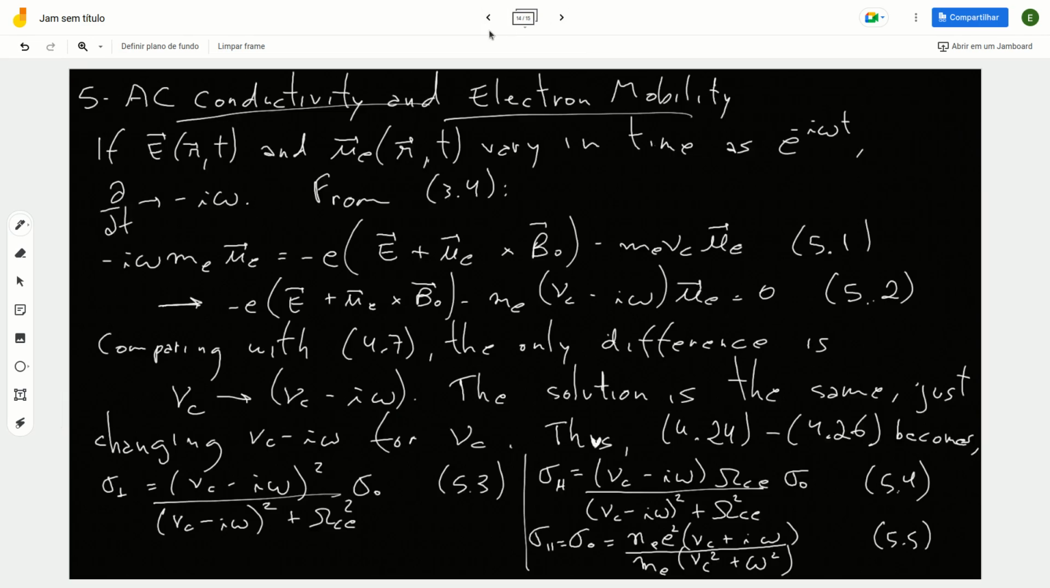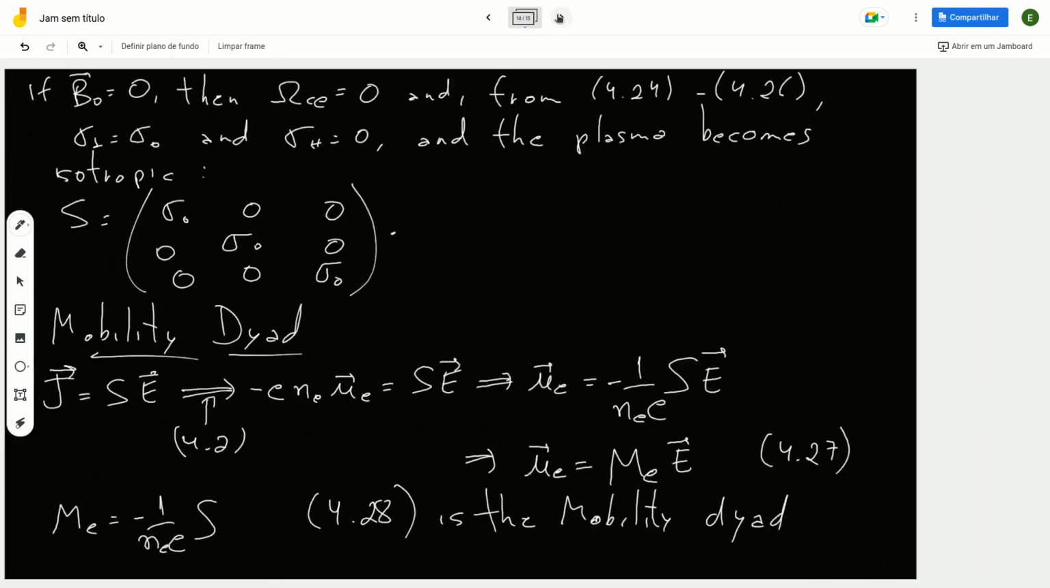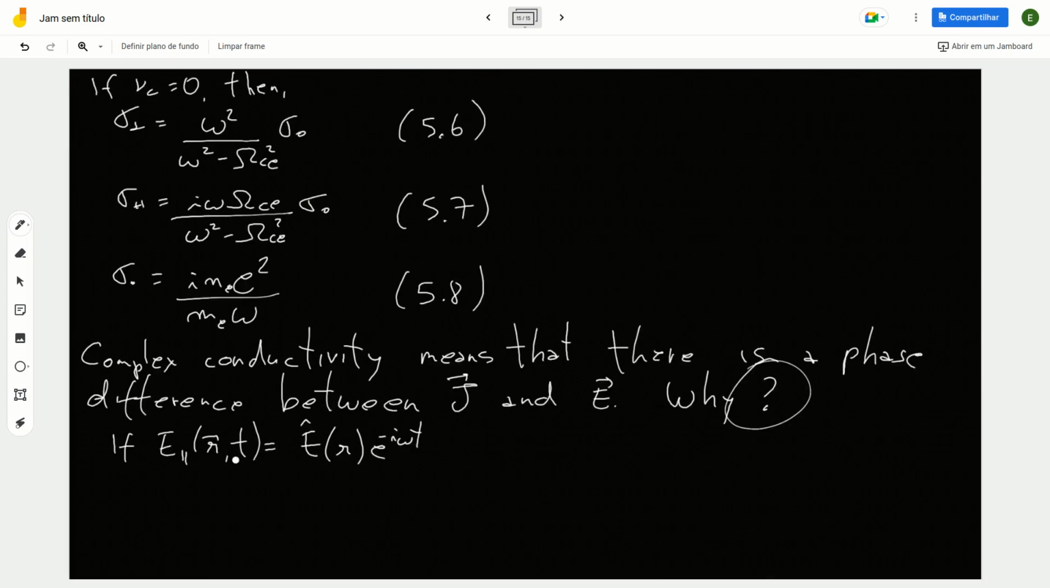So I'm writing this from 4.26 star. I'll write J z, okay? So for J z, I need only E parallel. That's why I have employed E parallel here. So suppose E parallel is given like this. You have time dependence of E in this form, which you can write using Euler's formula. It's this, right? So both ways are equivalent.